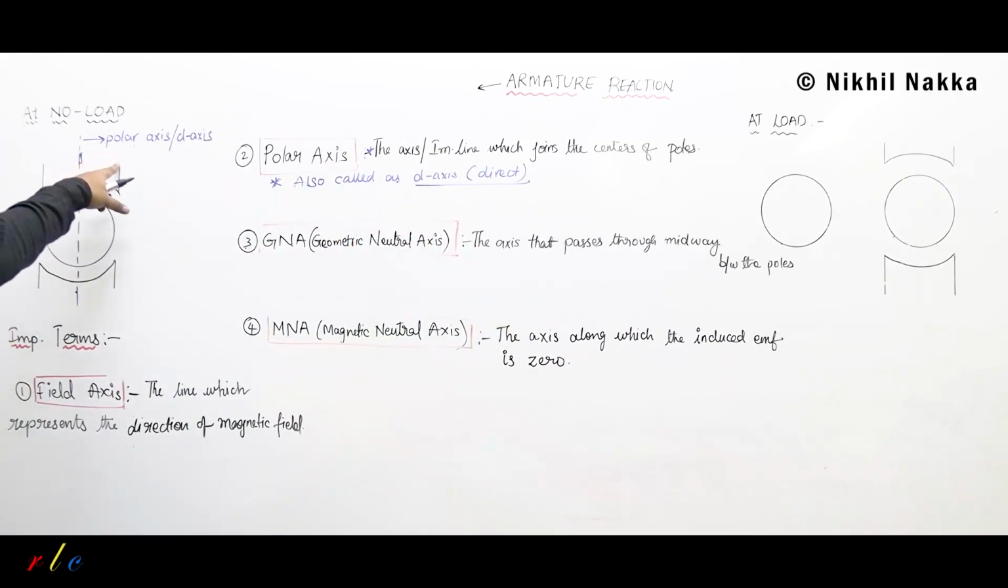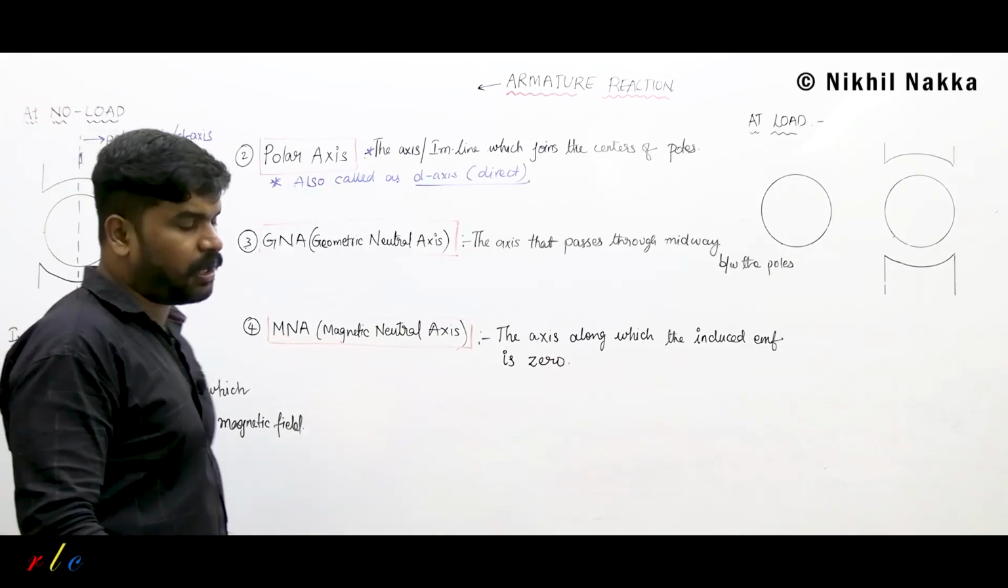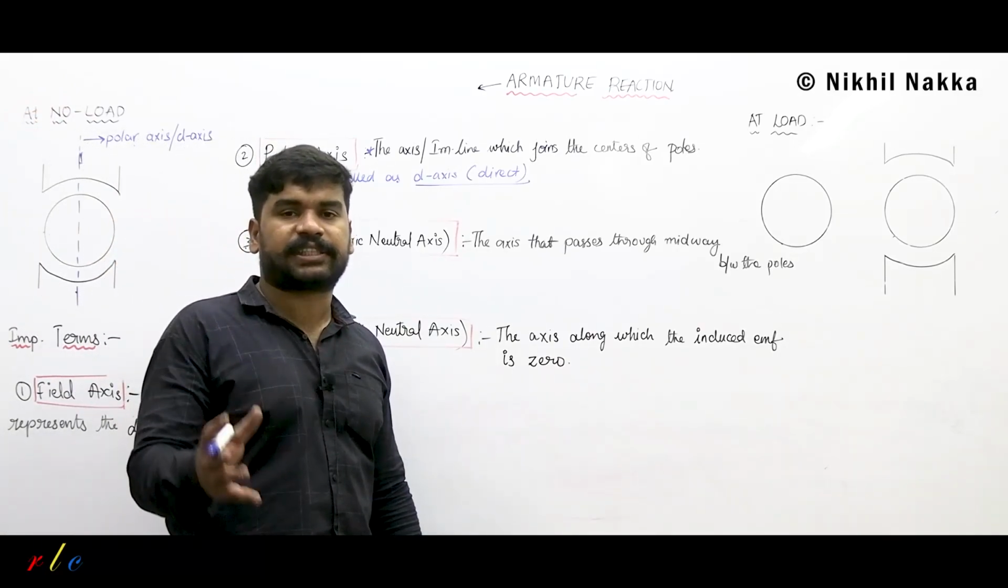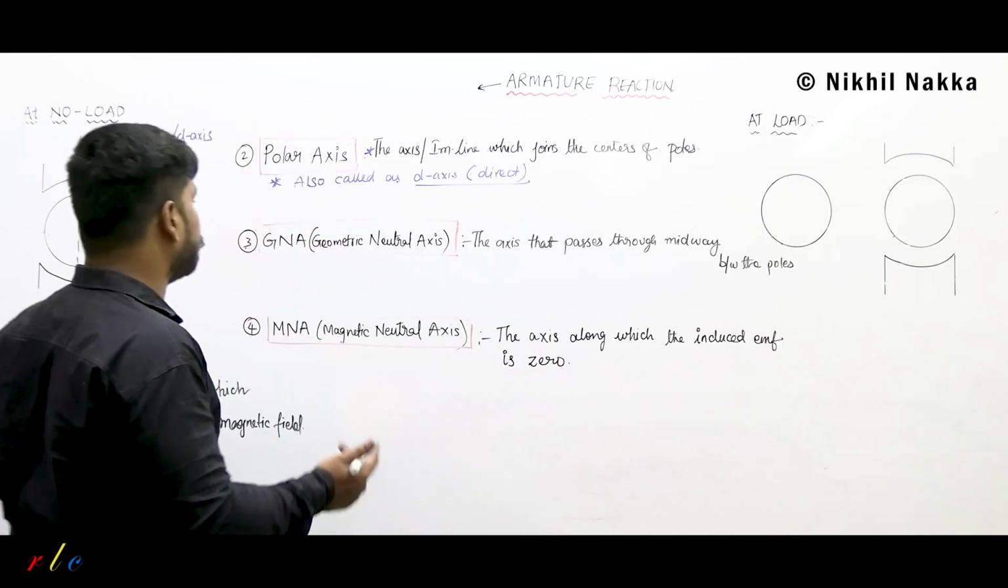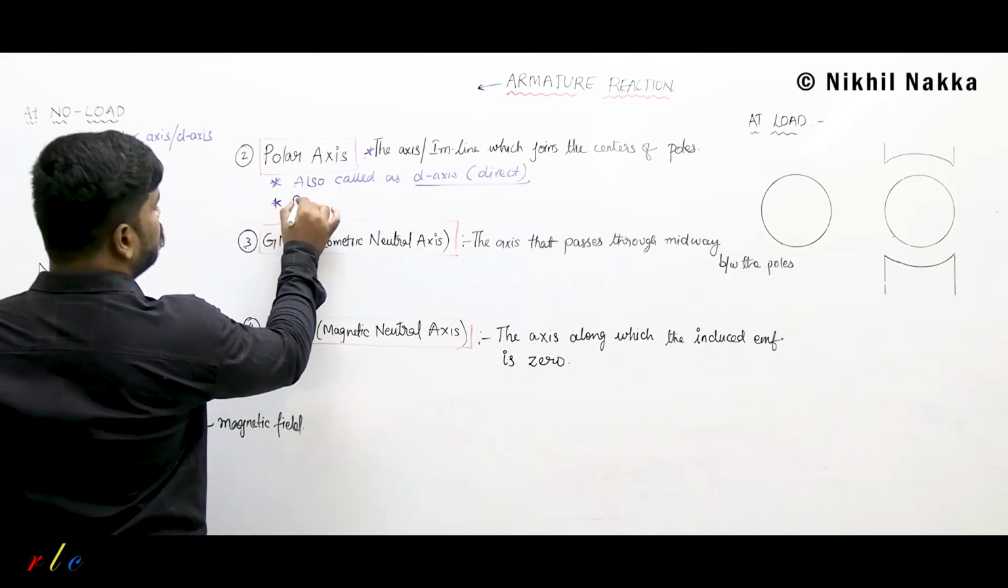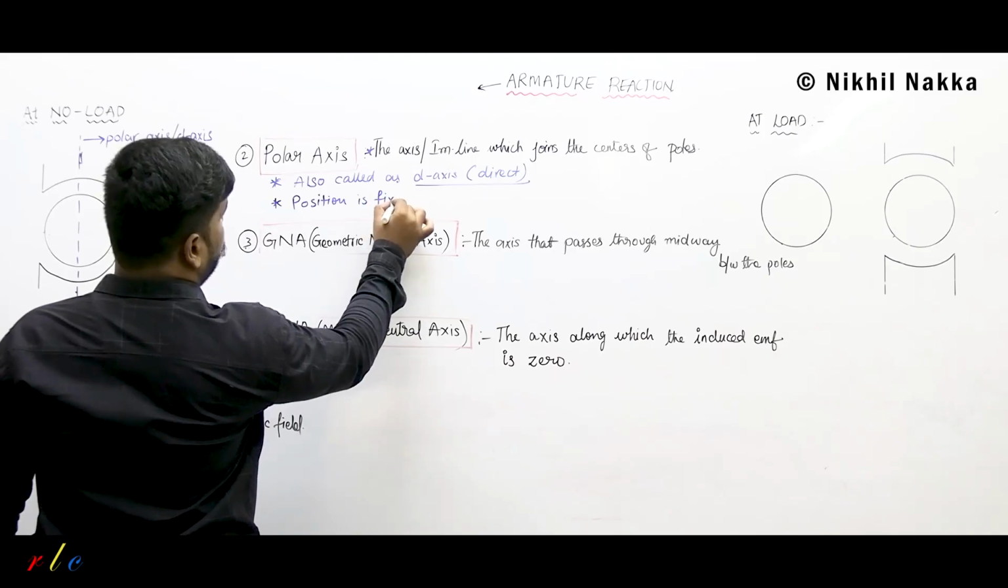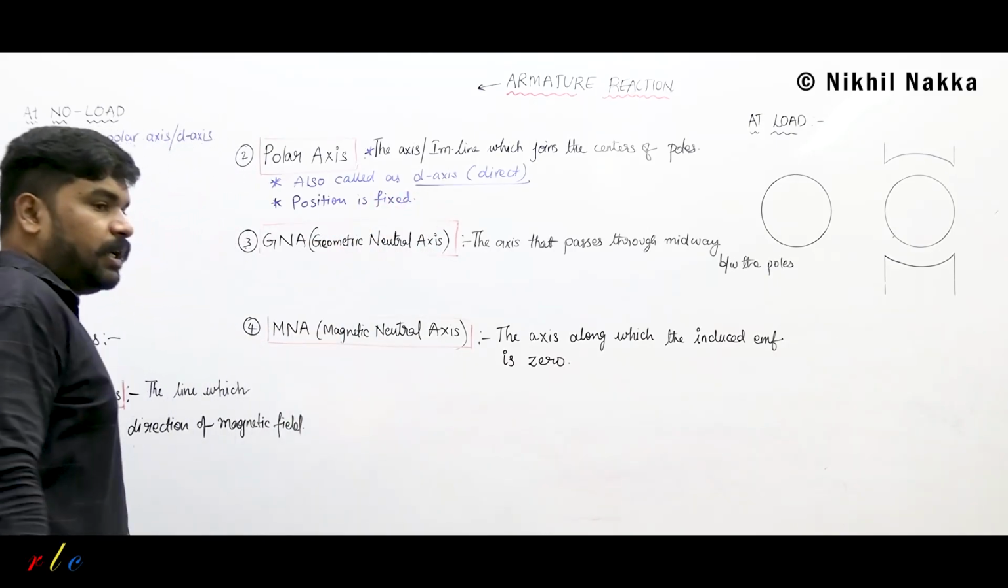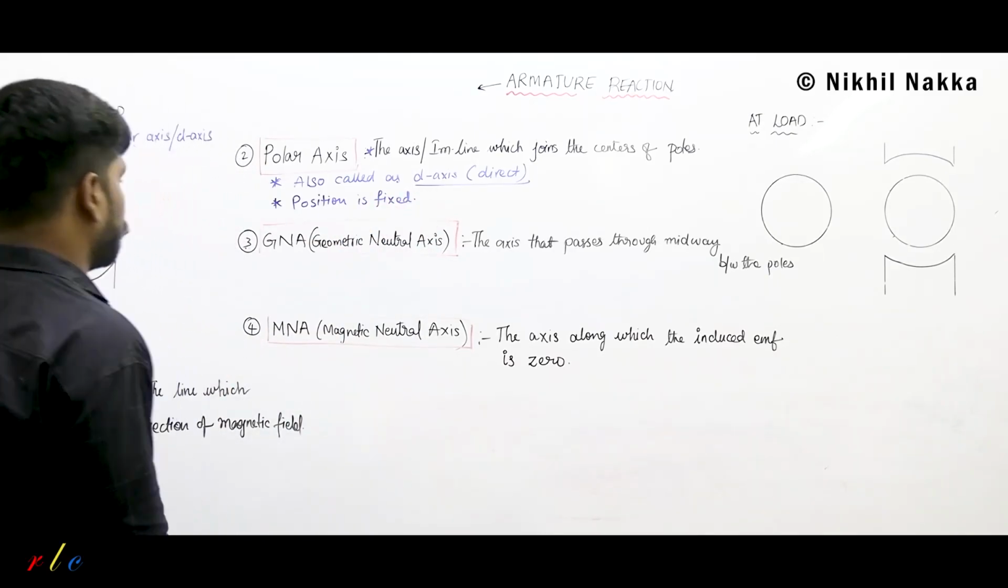So the direction of the polar axis depends upon the construction, and it is fixed because the construction is not destroyed; it is always fixed. So I can tell the position is fixed. Okay, the position of the polar axis is fixed, because it depends upon the construction.